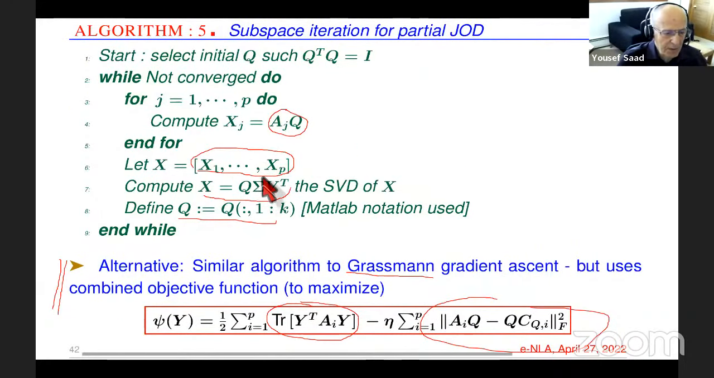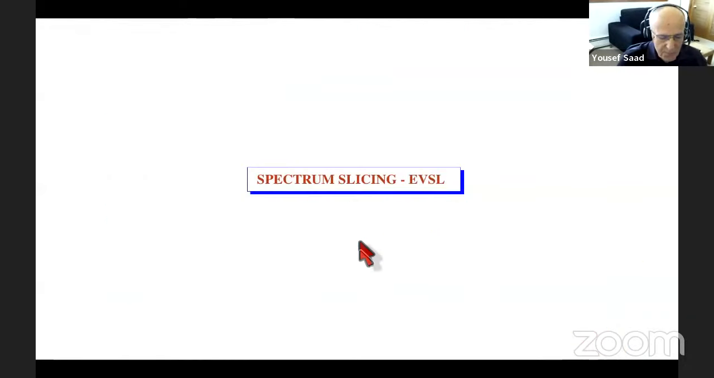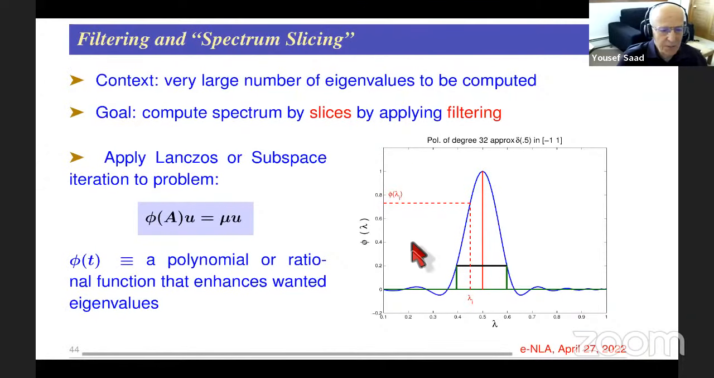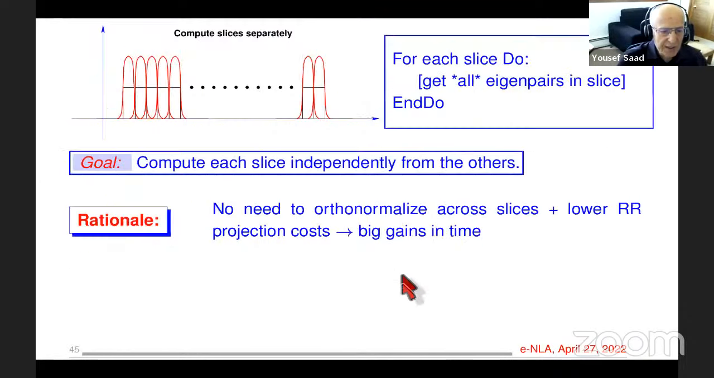And I probably don't want to spend too much time on this. I have very little time left for spectrum slicing. I just want to briefly mention what we want to do. I want to do a filtering approach. We're using Lanczos' method for this. So I'm going to get a filter of this type, and if I have an interval in here, I insist on having something like this, where everything above is accepted and everything below is rejected.